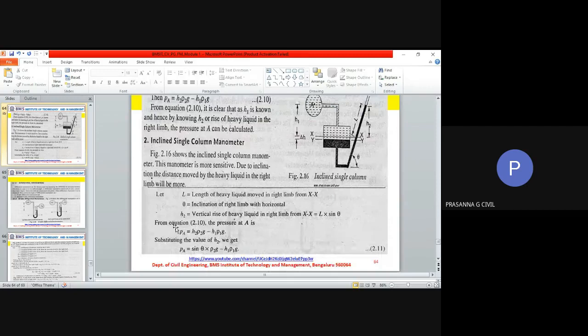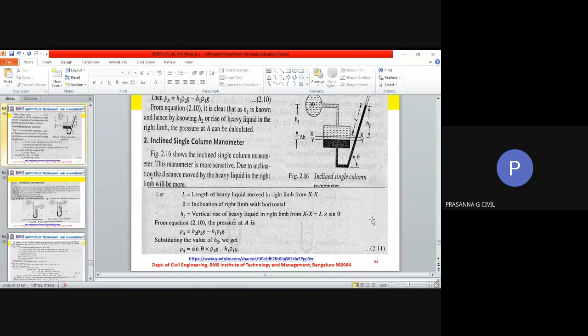So write the equation for the pressure at PA. Here PA will become H2 rho 2 G, the same formula that we derived earlier, minus H1 rho 1 G. But here H2 will be replaced by L sin theta. Here I think the L they have missed out in the textbook by mistake. So L sin theta will be there. So substituting the value of H2, we will get PA is equal to that.